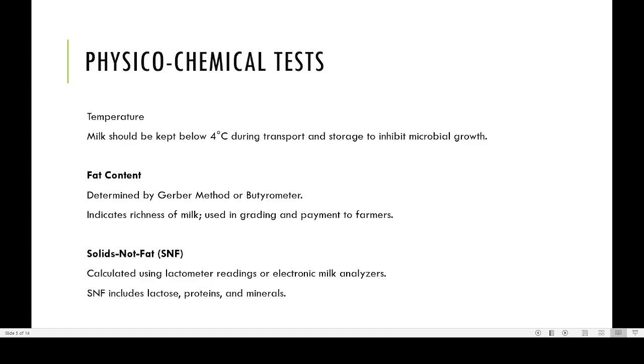This indicates richness of milk. So the milk is full of it, having the normal amount of fat, we normally call it rich milk. So rich cream milk is used in grading and payment. Depending on the amount of fat, we will be able to grade the milk. Then solids not fat, SNF, is calculated using a lactometer reading, or electronic milk analyzers are there.